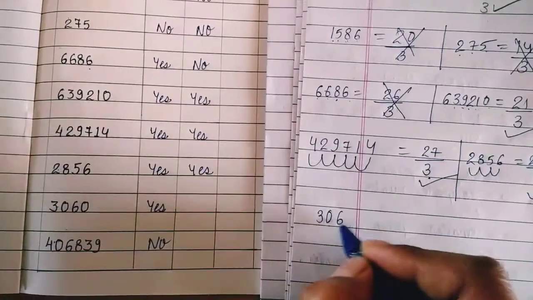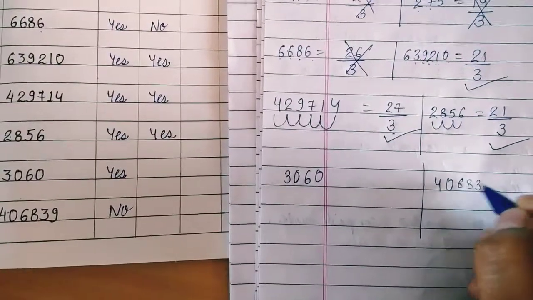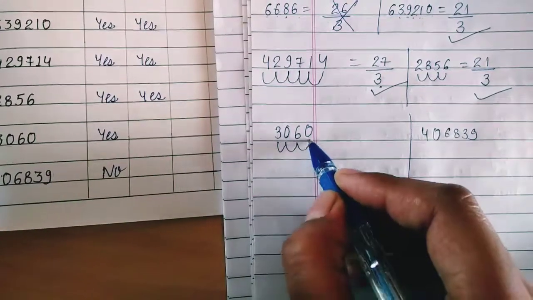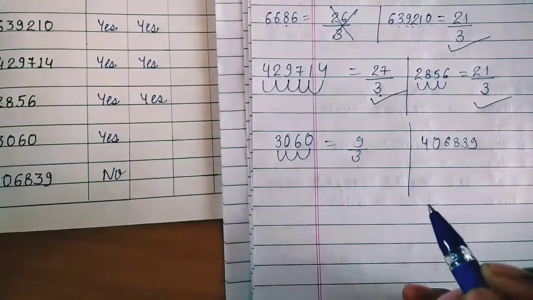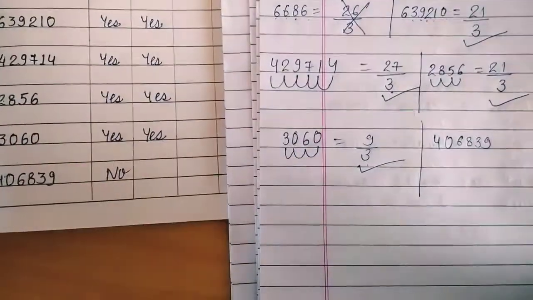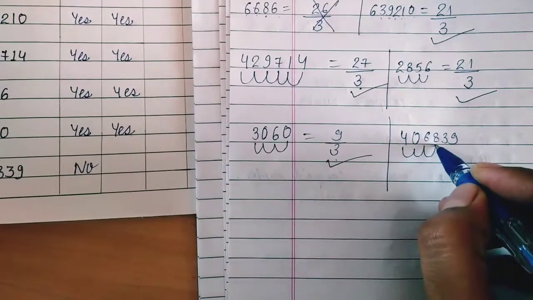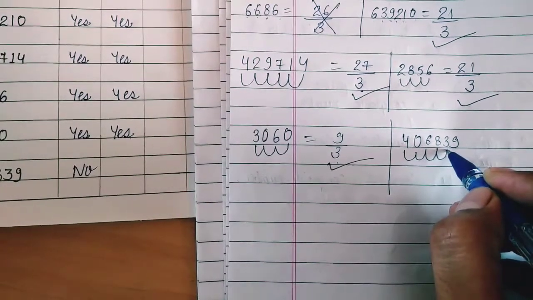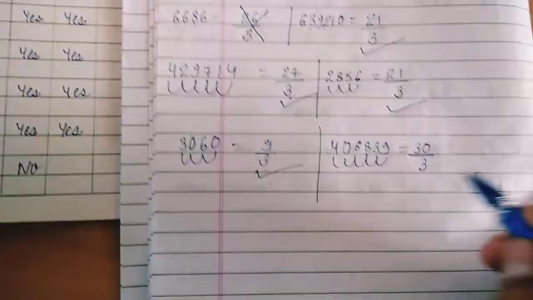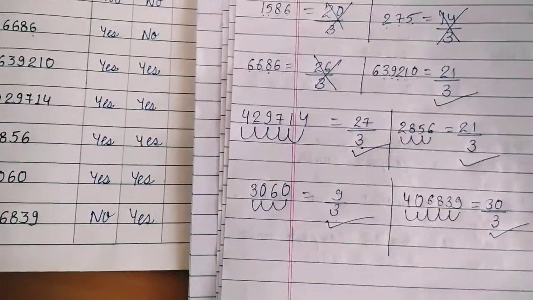Same, last: 3060 and 4068. Simply we will add all the digits. 3 plus 0, 3 plus 6, 9 plus 0, 9. So is 9 divisible by 3? Yes. So here we have to write yes, it means the whole number is divisible by 3. 4 plus 0, 4 plus 6, 10 plus 8, 18 plus 3, 21 plus 9, 30. And 30 is divisible by 3. It means yes, the whole number is divisible by 3.